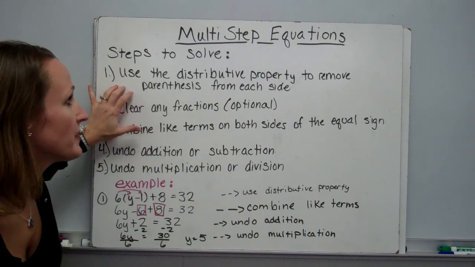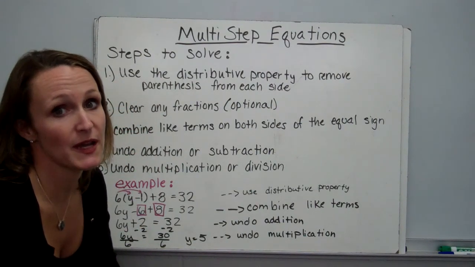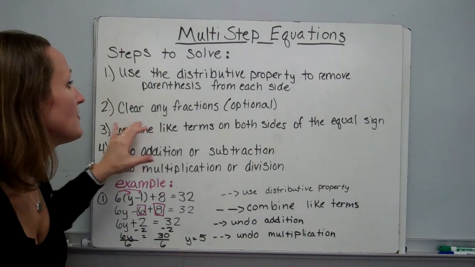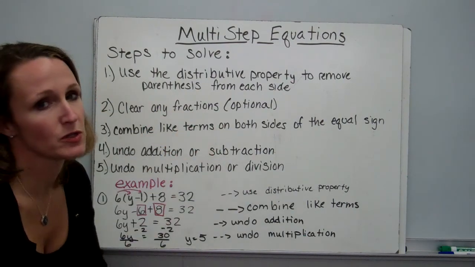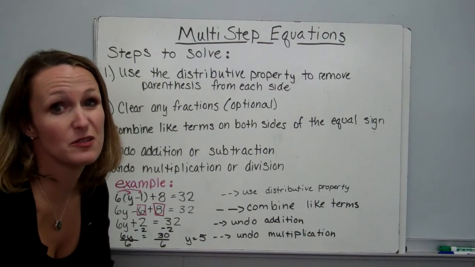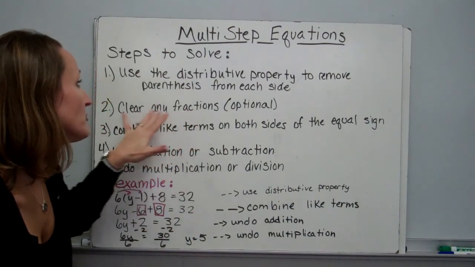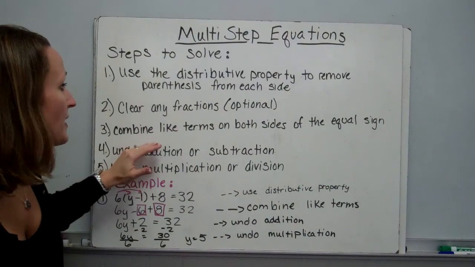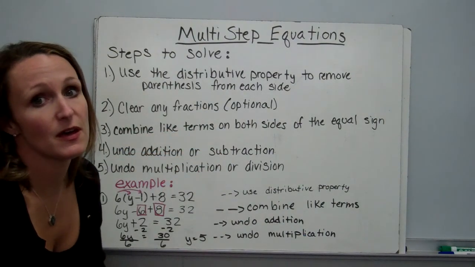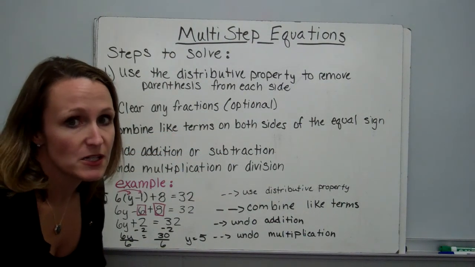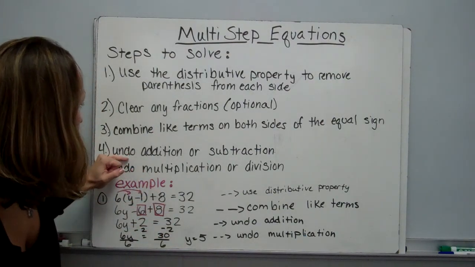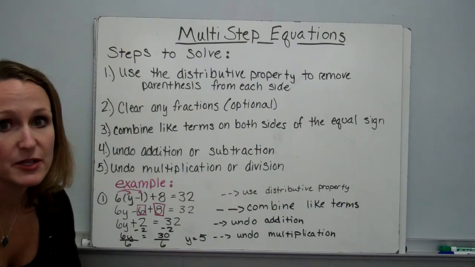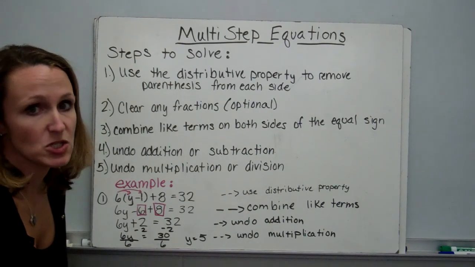First, you're going to use the distributive property and remove any parentheses you might have from either side of the equal sign. Then, if there are any fractions, and this is optional because you don't always have fractions, you want to clear the fractions, and I'll show you what I mean by that in a minute. Next, combine any like terms on both sides of the equal sign, and we've already learned how to do that as well. Next, you want to undo addition or subtraction, just like you do for one step, and then you're going to undo any multiplication or division.